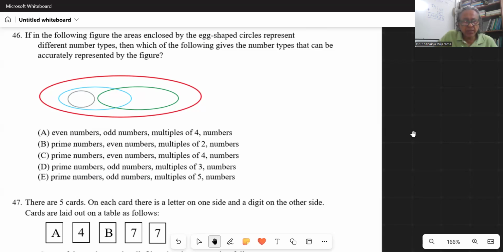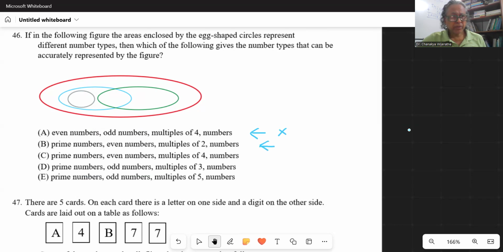So let's look at response A. Even numbers or numbers, they are not intersecting. So it could be gray and green, but multiples of 4 are inside even, right? But then blue and green are intersecting, it can't be. So the numbers have to be the bigger one, which is red, right? So how about this one? So this can't be, right?